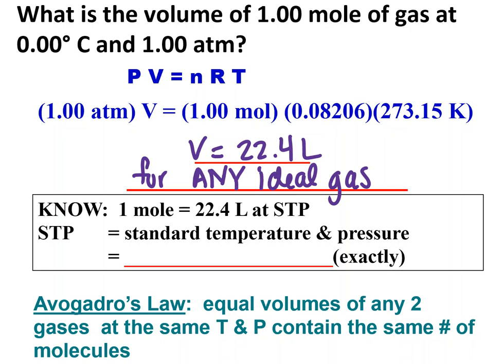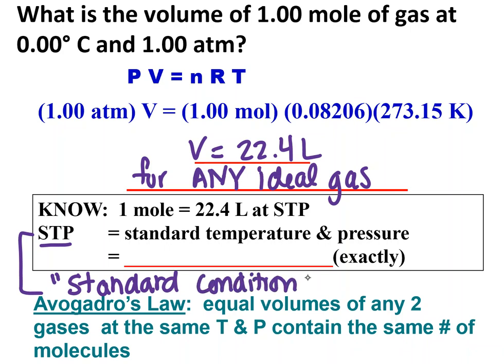This makes a helpful conversion factor sometimes when we're dealing with gases, to just assume standard conditions. We call this STP. Sometimes we say standard conditions. STP means standard temperature and pressure. You need to know standard temperature is 0 C and standard pressure is 1 atmosphere.